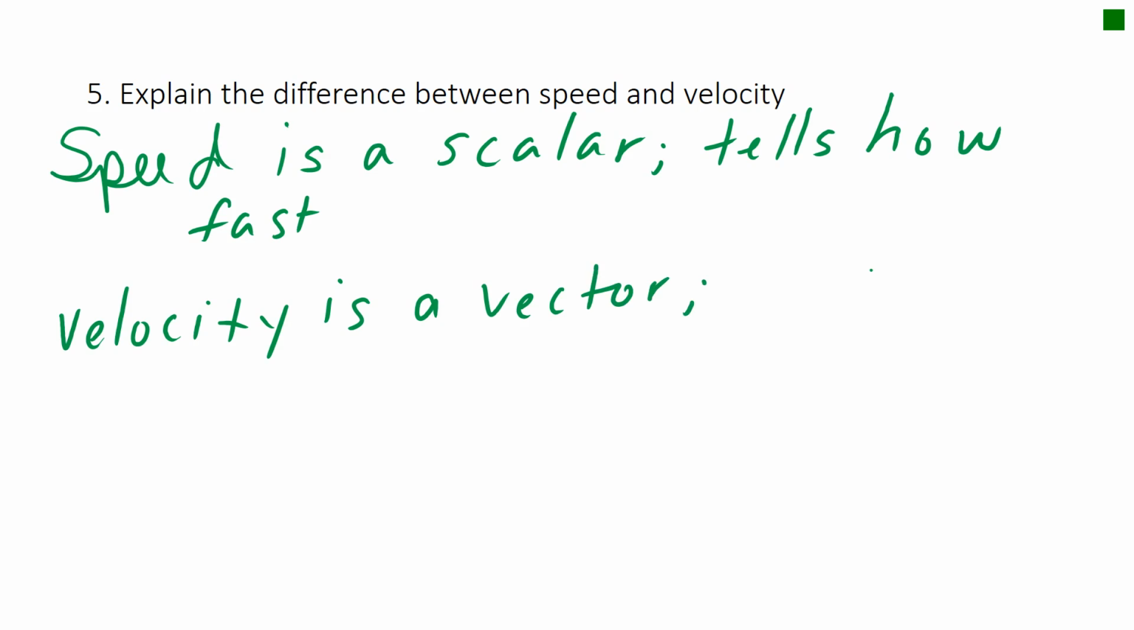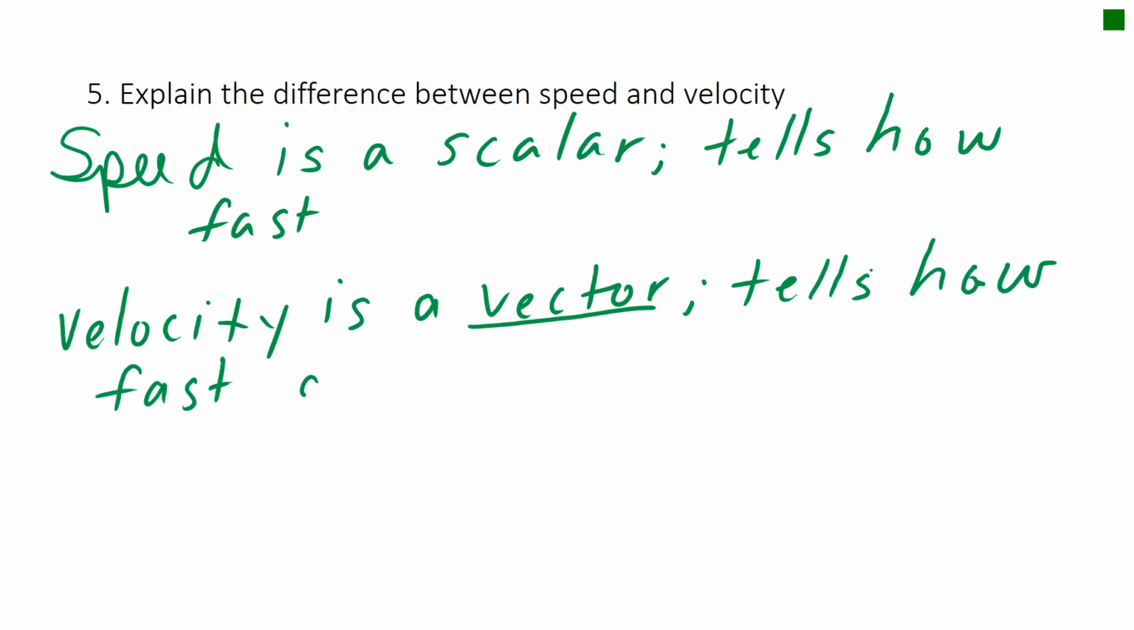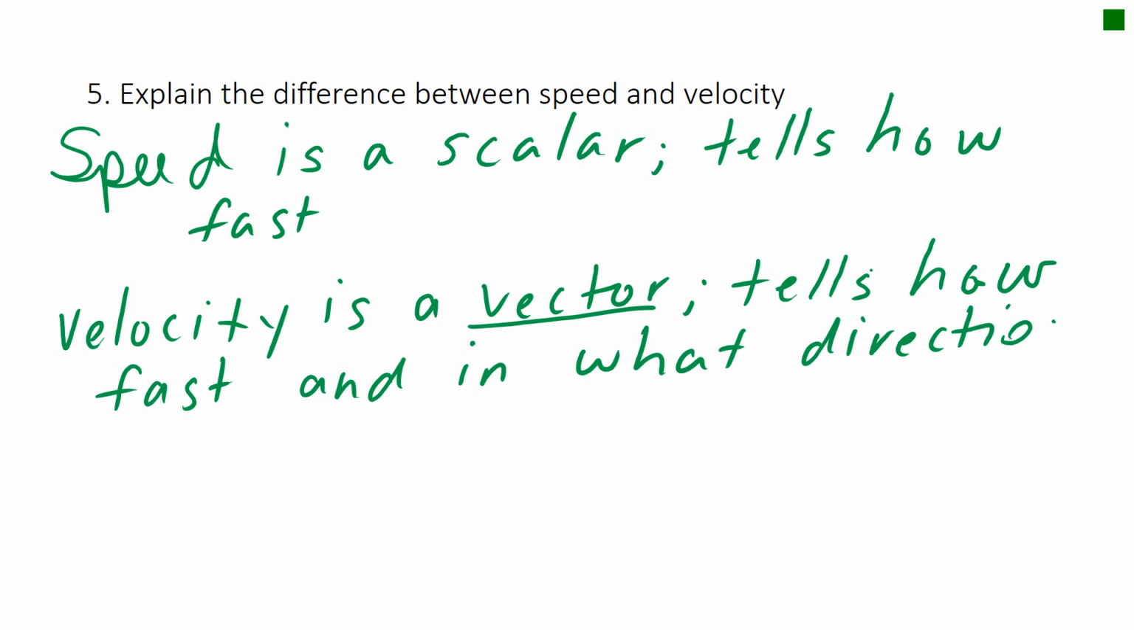Okay. And so since velocity is a vector, velocity indicates how fast and in what direction an object is moving. Okay, so speed is a scalar, it tells how fast something is going. Velocity is a vector, it tells how fast and in what direction.